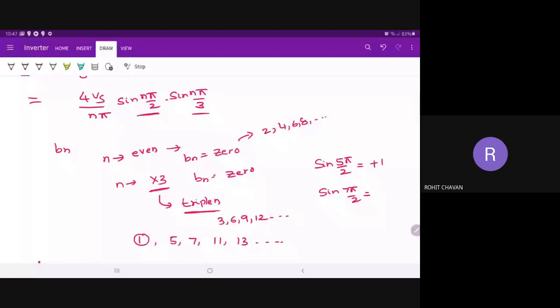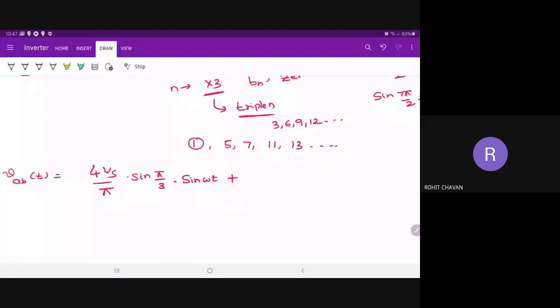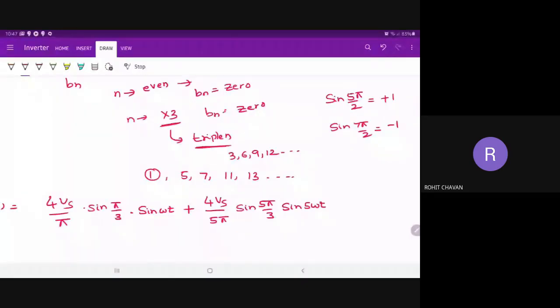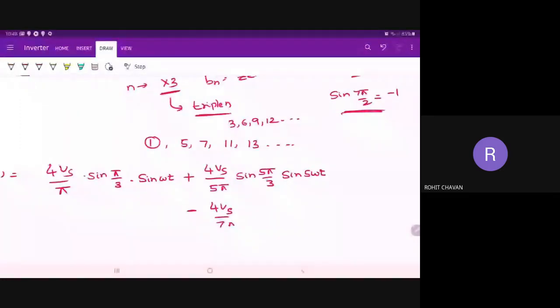So the fifth order harmonic is 4Vs by 5 pi into sine 5 pi by 3, with this plus 1, into sine 5 omega t. And for the seventh order harmonic, sine 7 pi by 2 gives minus, this is important, so it is minus 4Vs by 7 pi sine 7 pi by 3 into sine 7 omega t, plus and so on. Is it clear?